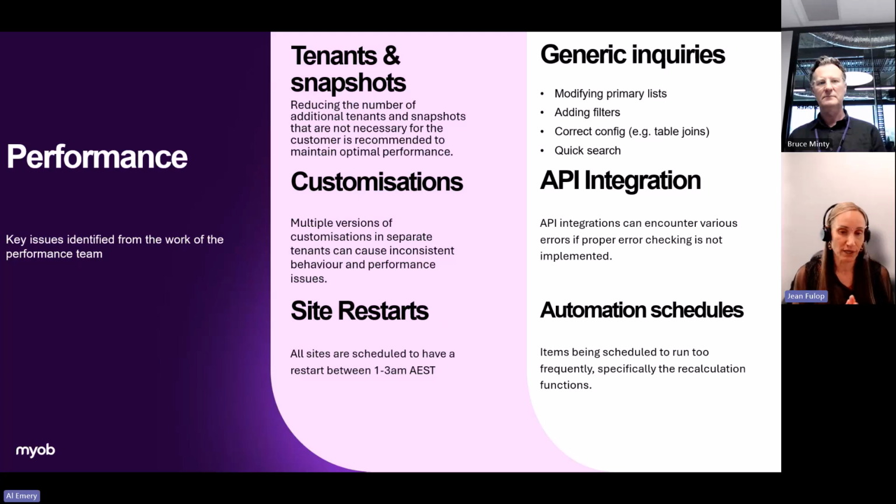Managing customizations: having multiple versions of customizations in separate tenants can lead to inconsistent behavior and performance issues. Different versions of customizations active on different tenants can cause conflicts, which can result in unpredictable effects, including errors and performance decreases. To optimize performance, you can look to maintain those customizations on a single tenant, ideally tenant 3. That's a recommendation.